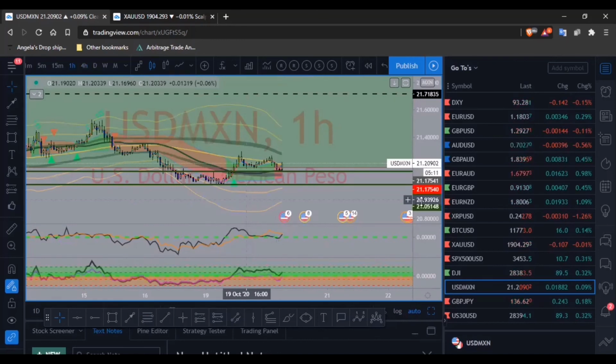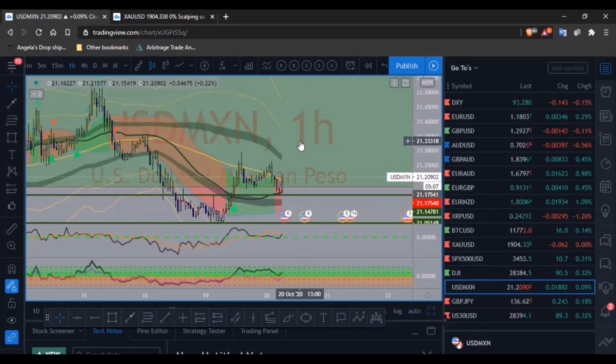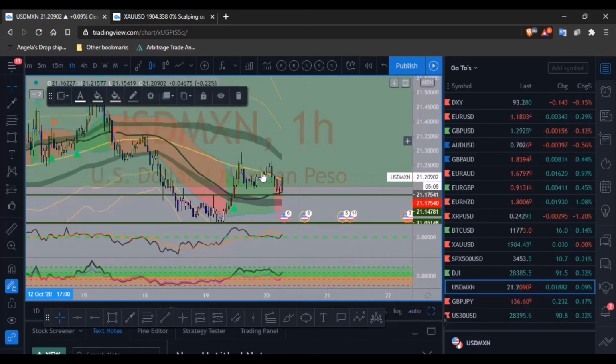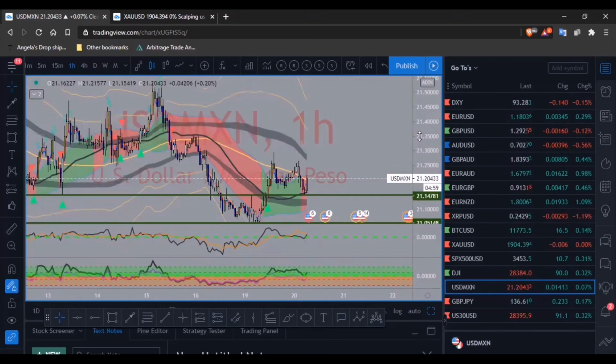Tacos is still looking good for a buy. I was looking forward to potentially selling off, let me get rid of this buy that I got into last week. So we got the breakout, retest, bullish move to the upside. I might be buying USD Mexican as well. It looks good for the buy.